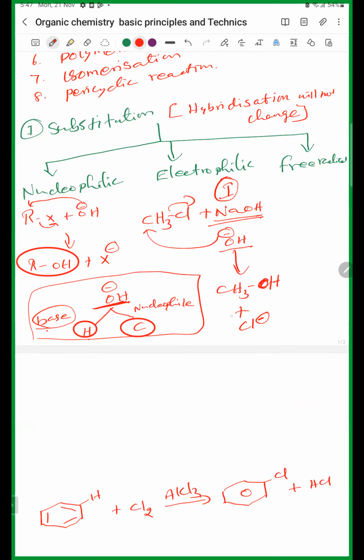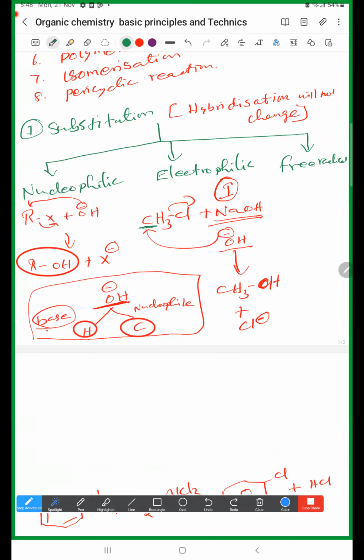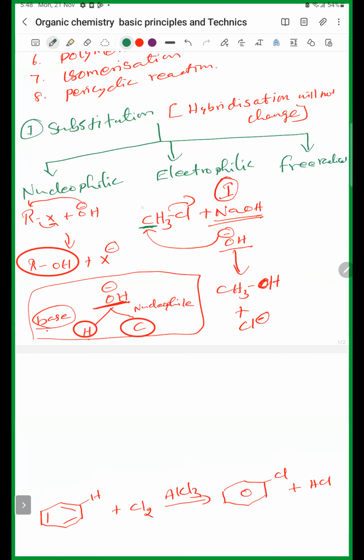So look here, you have taken methyl chloride and you are getting methanol. This carbon is attached to 4 groups. What is the hybridization of this carbon? That you can answer, no? What is the hybridization of this carbon? Hello, sir, is it SP? Yes, SP3, sir. Very good. What is the hybridization of this carbon?